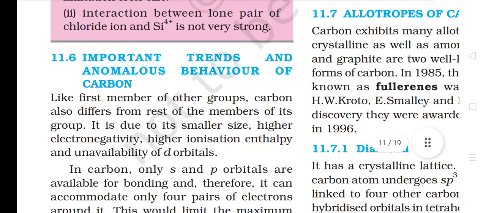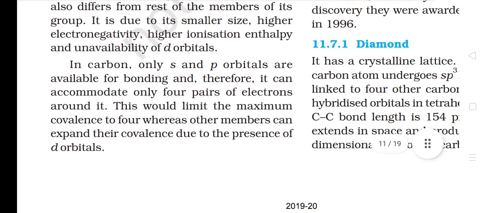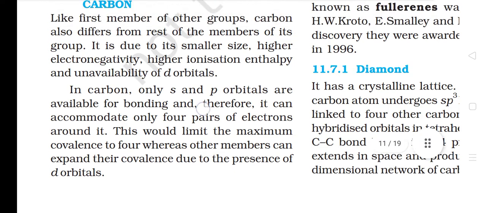11.6 Important traits and anomalous behavior of carbon. Like the first member of other groups, carbon also differs from the rest of the members of its group. It is due to its smaller size, higher electronegativity, higher ionization enthalpy and unavailability of d orbitals. In carbon, only s and p orbitals are available for bonding and therefore it can accommodate only 4 pairs of electrons around it. This would limit the maximum covalence to 4, whereas other members can expand their covalence due to the presence of d orbitals.